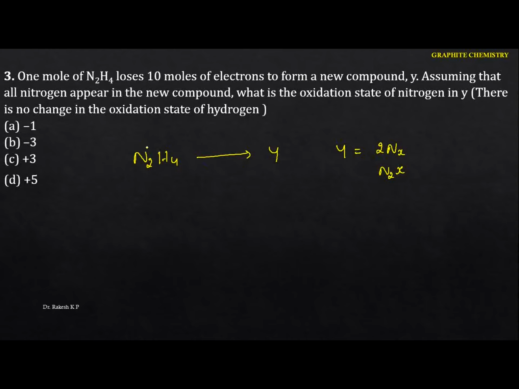Let me calculate this one here. I'm going to calculate the oxidation state here. That means here we are going to get minus 4 for the 2 nitrogen. If it is for 1 nitrogen, that becomes minus 2. Let me take it in this form, and here we are going to have plus 4. You just identify the loss of how many electrons? The loss of 10 electrons here.